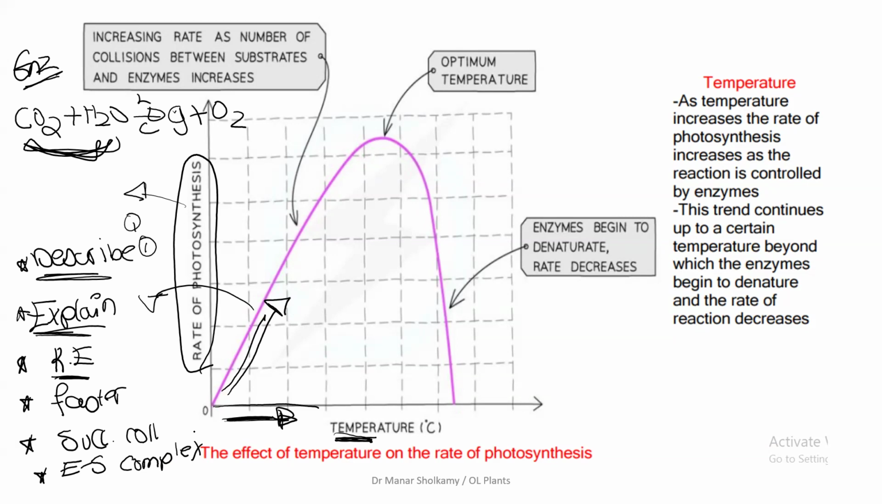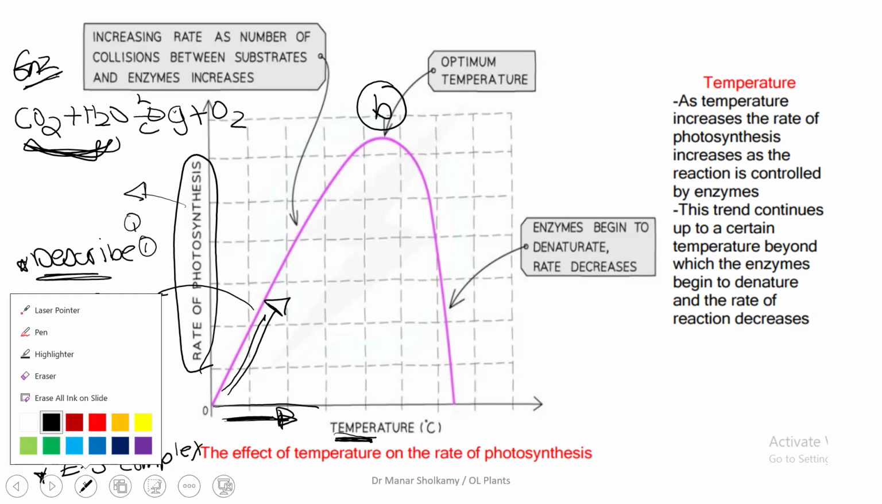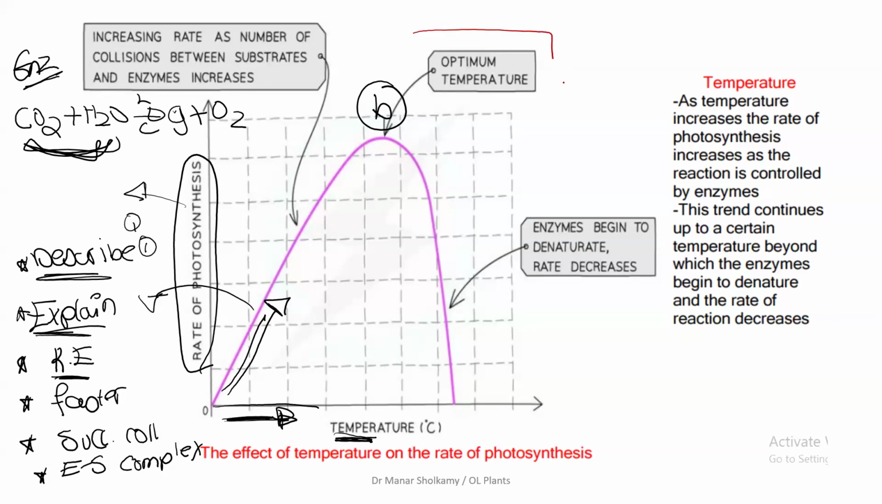Okay? Now, what is B? One word. What happens at B? What do you see at point B? Optimum temperature. Very good, optimum temperature. This is the optimum temperature. If you want to elaborate a little bit, optimum temperature means the maximum reaction rate. Okay, you don't need to write more than that.